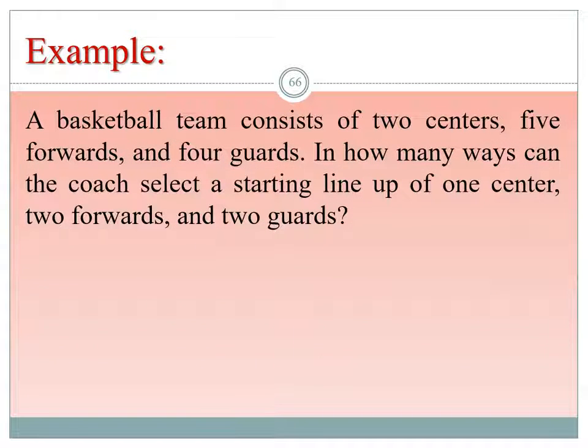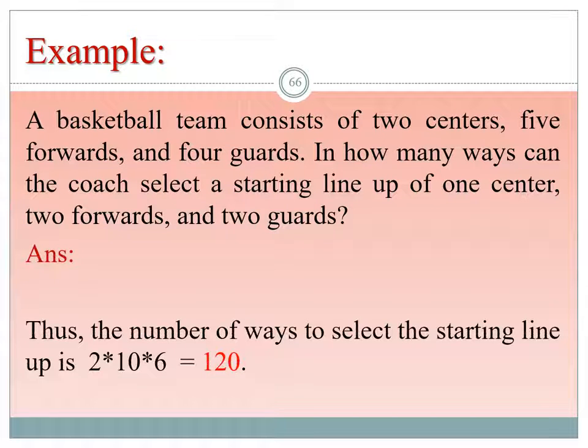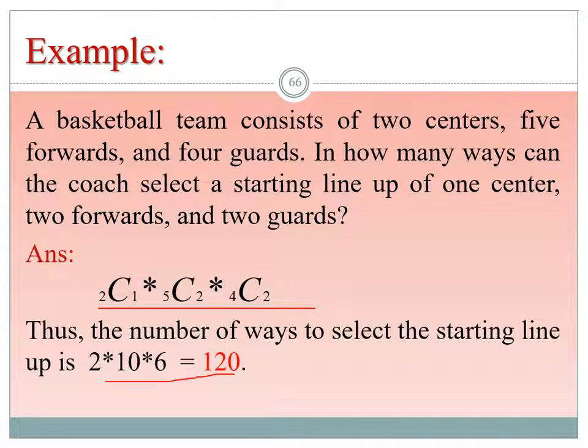Here's another example. A basketball team consists of 2 centers, 5 forwards and 4 guards. In how many ways can the coach select a starting lineup of 1 center, 2 forwards and 2 guards? In this case also we can apply the multiplication rule and combinations. So 2C1 times 5C2 times 4C2, so a total of 120 ways.